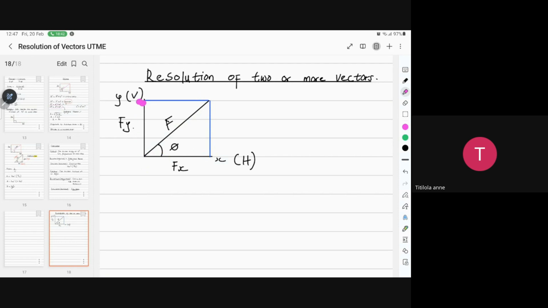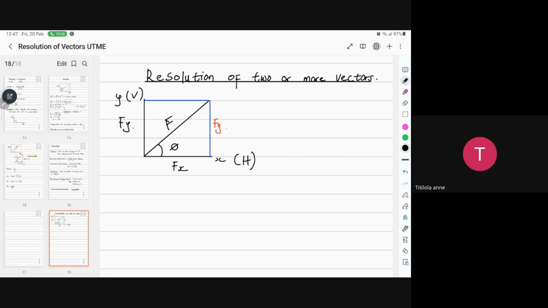Remember that this place is also equal to this place. So I've not made any mistake if I also call here my Fy, right? Because they are equal. So that place as well can be my Fx. But now it doesn't stop here. I want to resolve in the vertical and the horizontal direction.